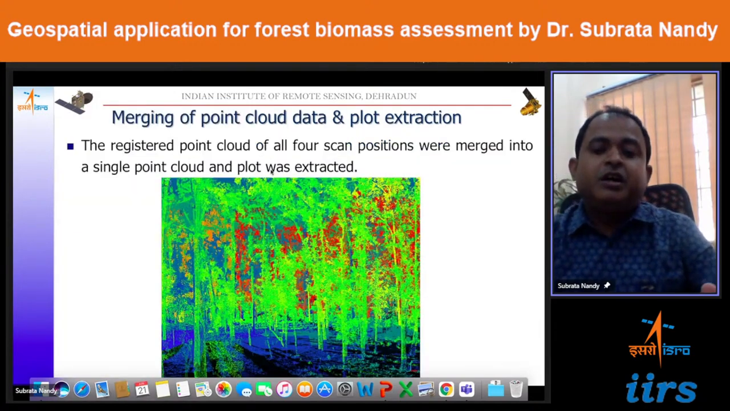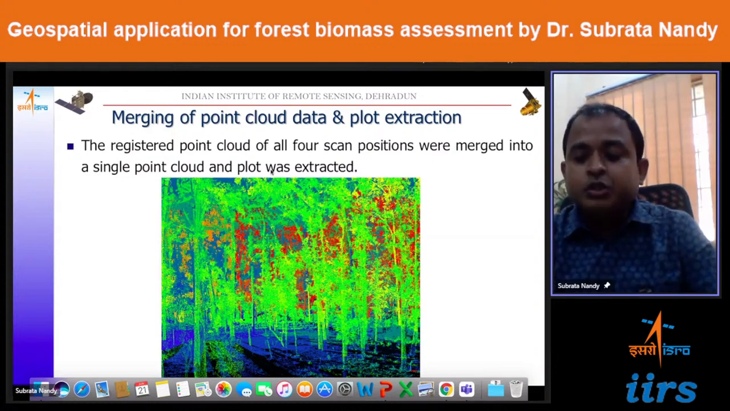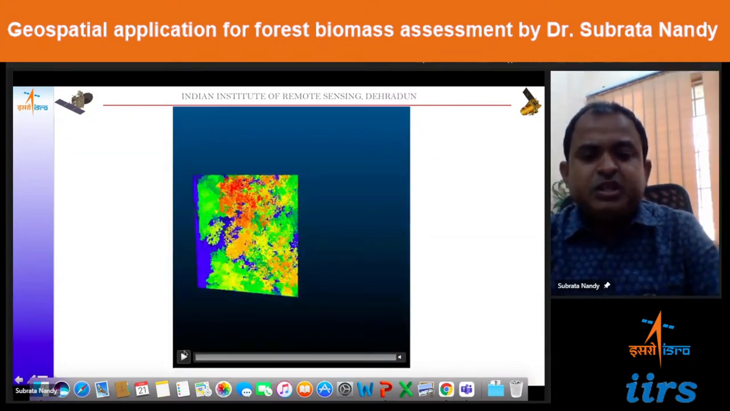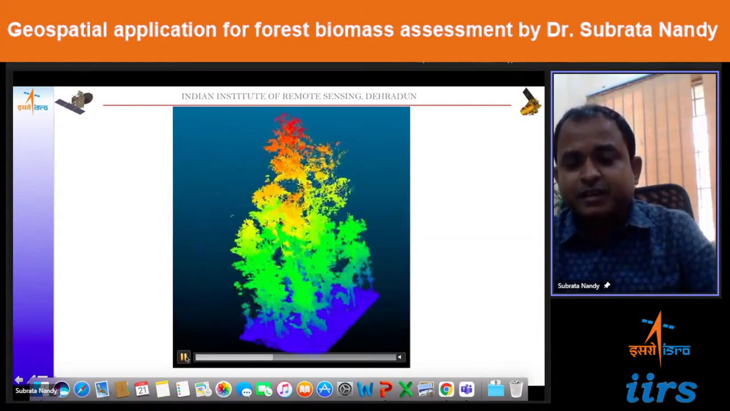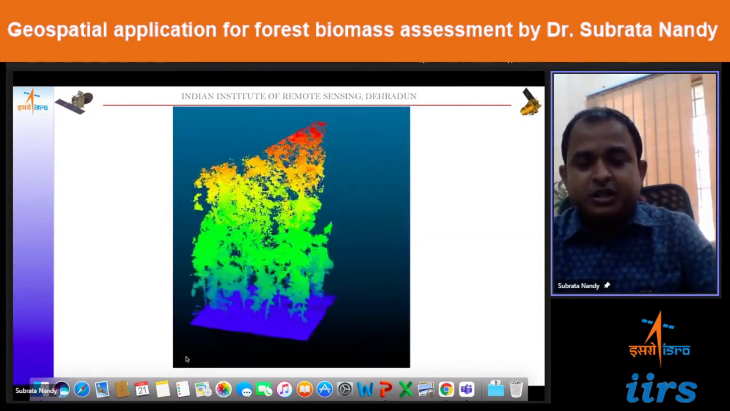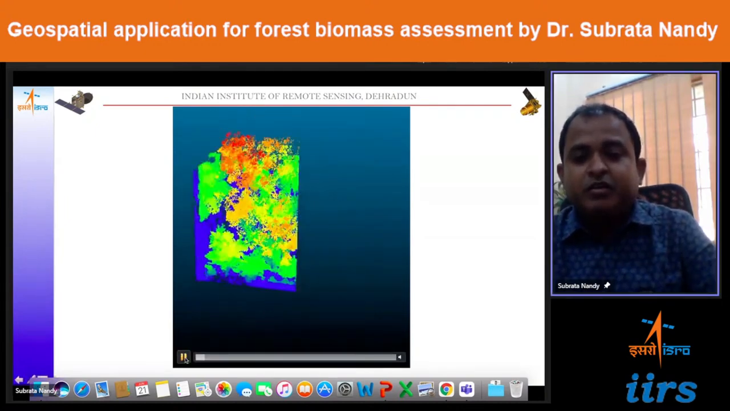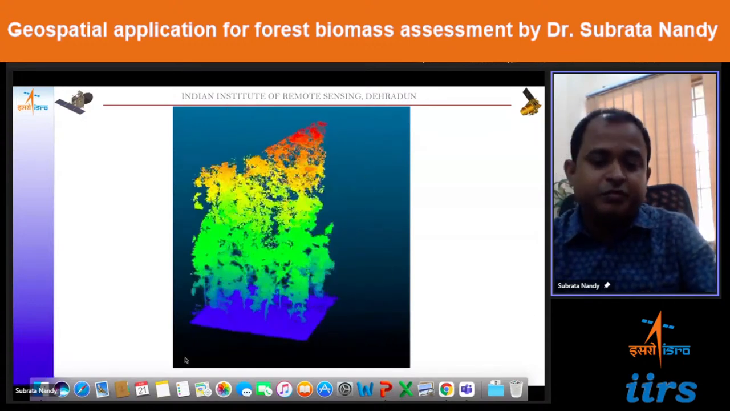This is a merged point cloud of the center position, position 1, position 2, position 3, all four. Once we merge them, it gives a 3D model of the forest. So it looks like this. After merging all of this, you can visualize your area like this.